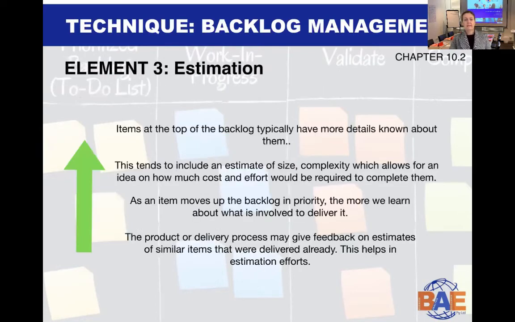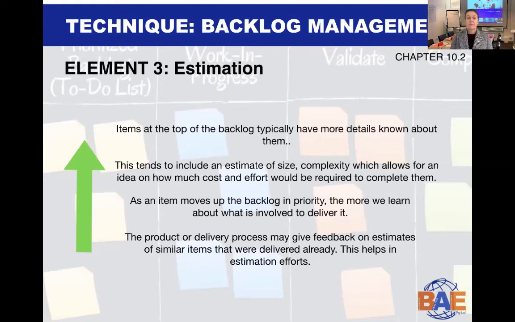Now, if we look at estimation, typically with a backlog, often you will find that top priorities are listed at the top of the backlog, but also the items that are well understood tend to be at the top of the backlog, ready to go. Now, these items where we do have more details about them will typically be able to give you some estimates around the size and the complexity, that allows for an idea on how much cost and effort would be required to complete a particular item.